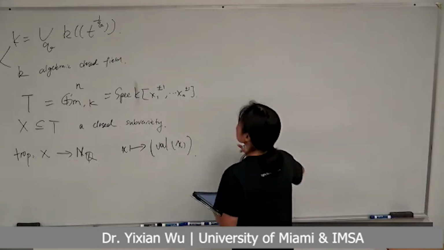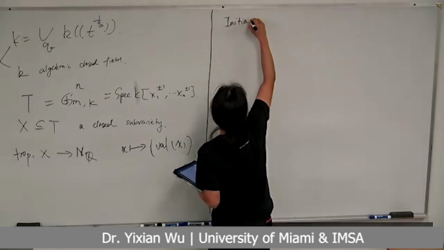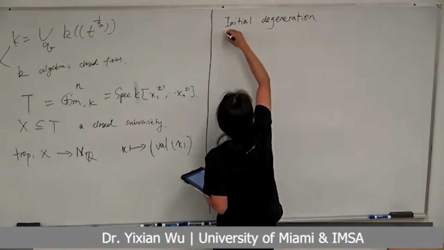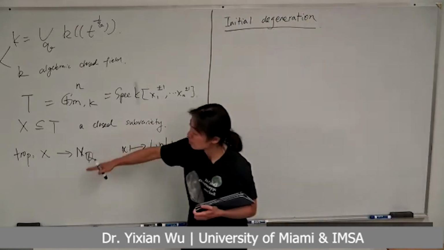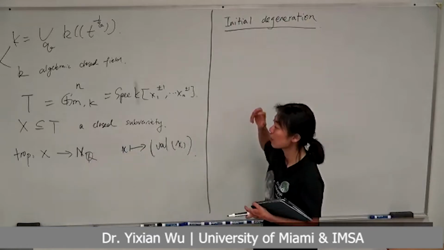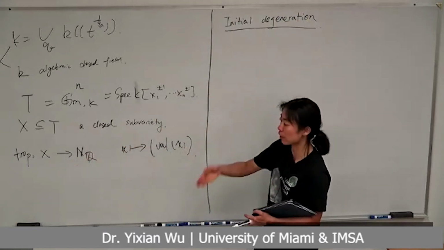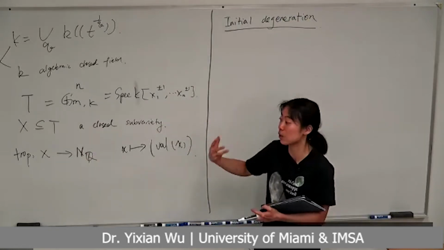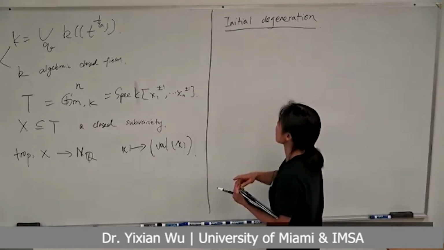First I am going to tell you about something called the initial degeneration. As I said last time, a tropicalization process is like taking a degeneration of this X under some family, and the tropicalization tells us how the central fiber looks combinatorially, the combinatorial structure of that. The initial degeneration is an example of this.